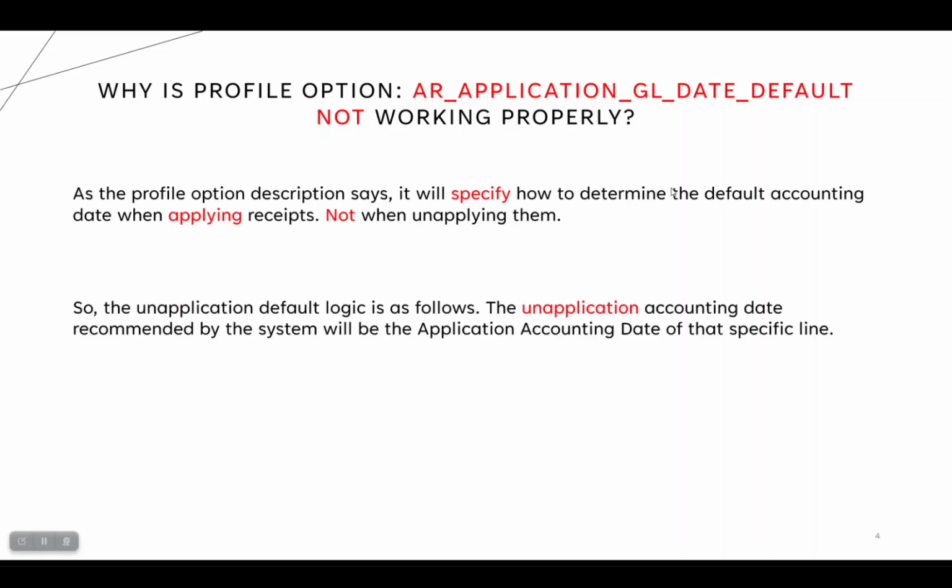So the application or unapplication default logic is as follows: the application accounting date recommended by the system will be the application accounting date for that specific line. It will not use the AR application GL date default for unapplying. So if you say that this is not working, it is because it doesn't work for unapplying, but it will work fine for applying receipts to AR transactions.